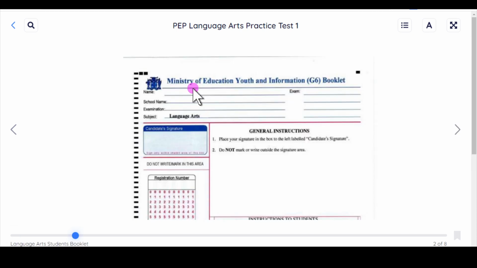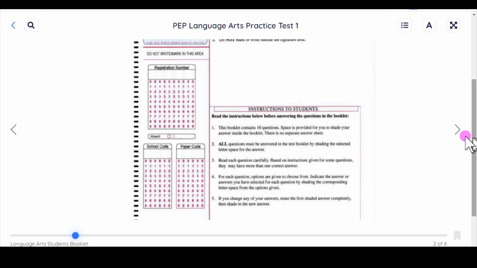So on our cover page, we're going to have a section for our name, the exam, the school name, the examination, and the subject here. You would go over, look at your registration information. You'd have your registration number, and it may come pre-slugged, meaning that it's filled in already. And if you have your timetables with you, you can double check to make sure that the reg number that you have on your timetable matches what is assigned.